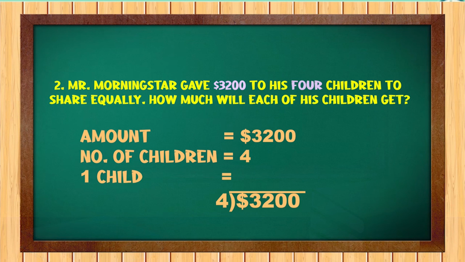Remember, we are dividing digit by digit. So how many 4s can we get from 3? It would be 0. We will now divide 32 by 4. Now, how many 4s will we get in 32? We know that 4 8s will give us 32. So we have 8. Now we divide 0 by 4. How many 4s will we get from 0? 0. And the next 0, how many 4s will we get from that 0? 0. It doesn't change. So there we see that we now have 800. It therefore means that each of his children will receive $800. Are you seeing that?